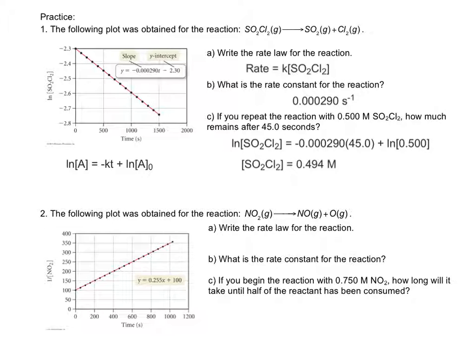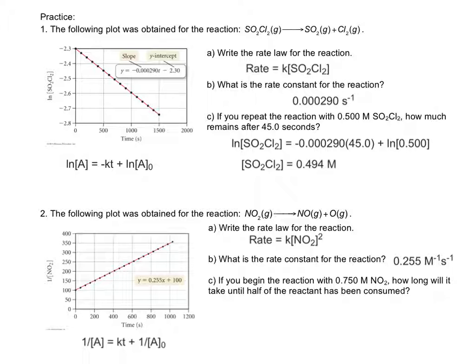Okay, so for number 2, we have another plot. This time our plot is 1 over the concentration. So it's of the form 1 over A is equal to KT plus 1 over A naught, which is our starting concentration. Anytime we see 1 over a concentration, that should tell you that this is a second order reaction. So the rate law is going to be rate equals K times the concentration of NO2 squared, because it's second order. And the rate constant for the reaction is going to be 0.255. That's there in our graph.